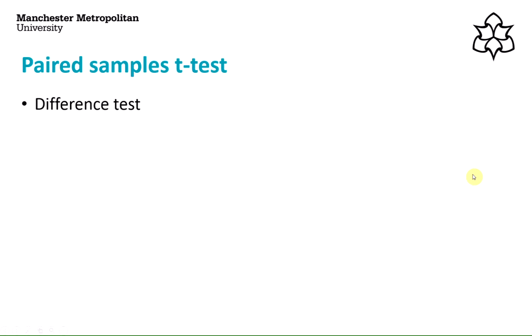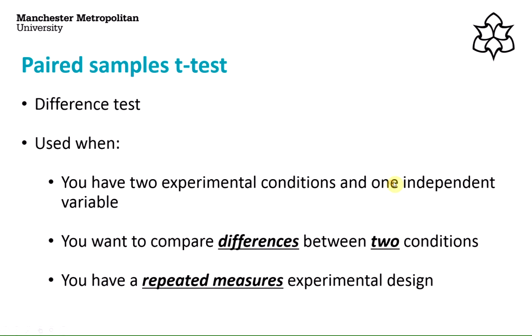Now, a paired samples t-test is classified as a difference test because it tells us whether or not we've got a statistically significant difference between two sets of data. We use the paired samples t-test specifically when we've got two experimental conditions and one independent variable, and we want to know if there are statistically significant differences between the two conditions.